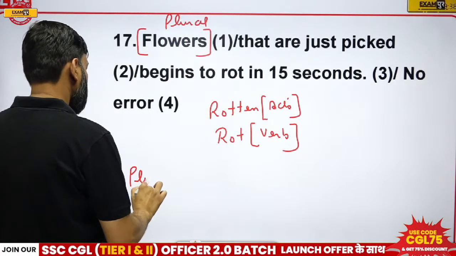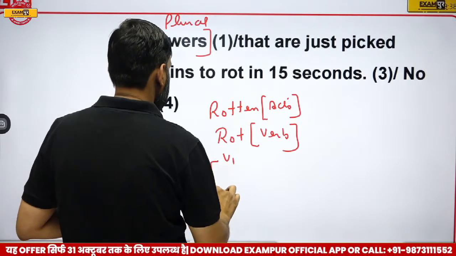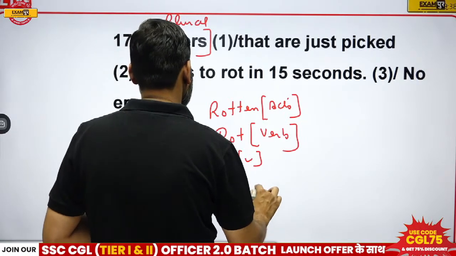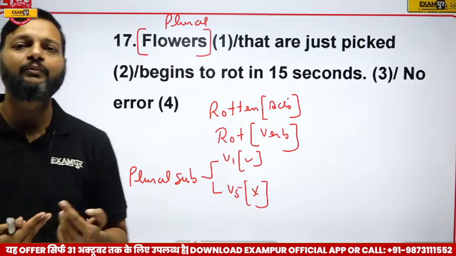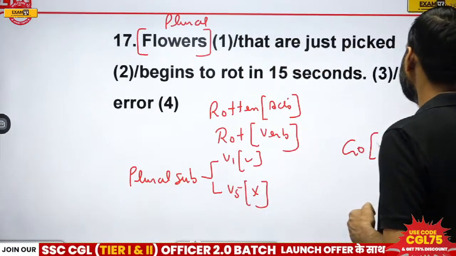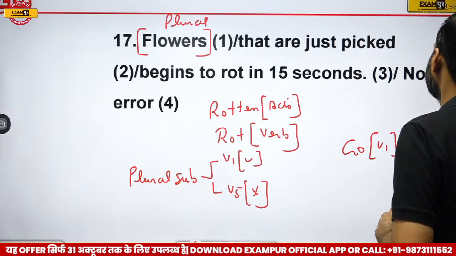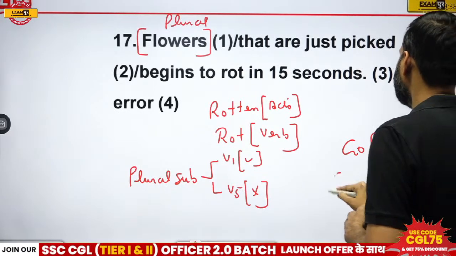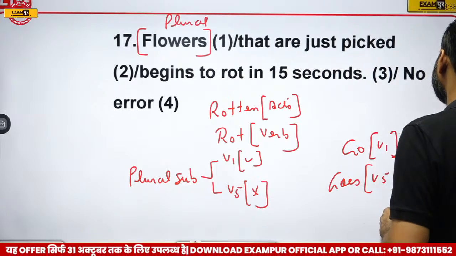Now a plural subject is followed by the first form. Plural subjects are not followed by the fifth form, because the fifth form is considered singular, whereas the first form is plural. For example, go is the first form, which is plural, whereas goes is the fifth form, which is singular, right?